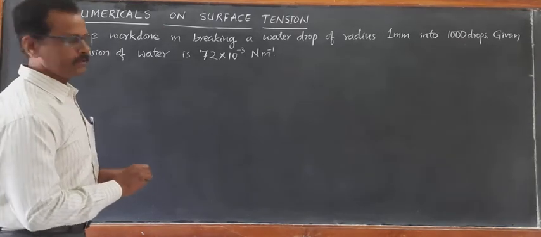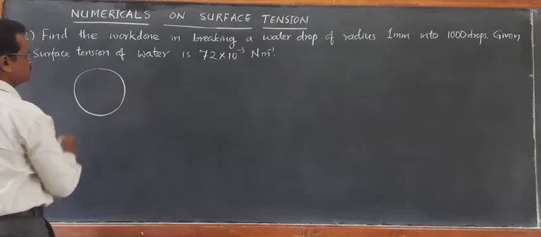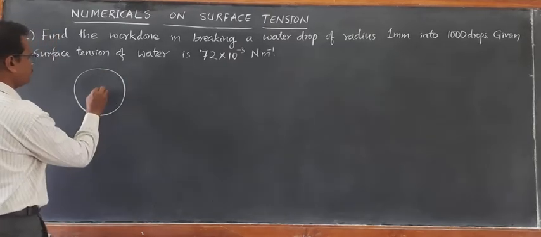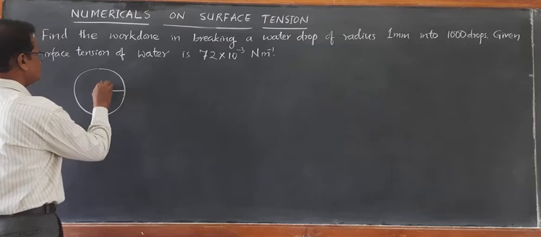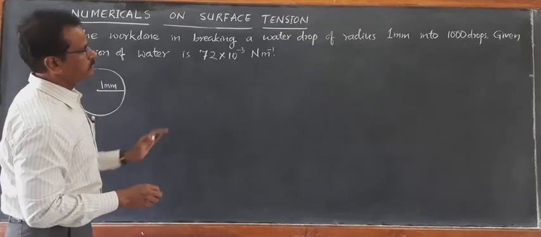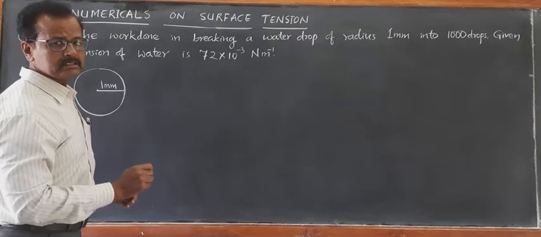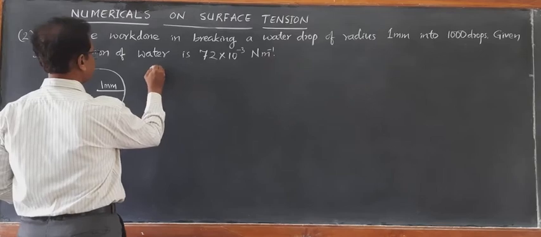There is a water drop. Let us say this is a large water drop of 1 millimeter radius. This is broken into 1000 tiny drops of identical size.